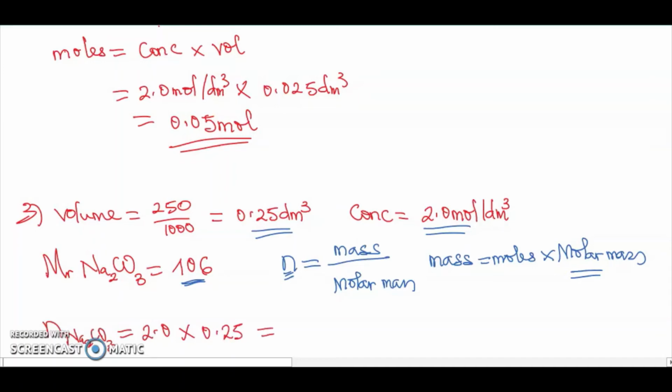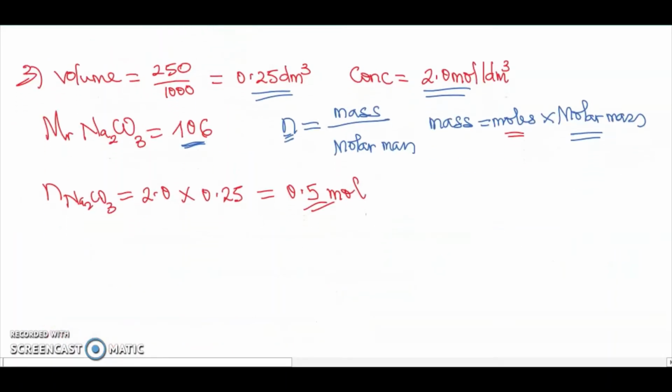So what do we have here? We have 0.5 mole. Now that we have our mole, we simply need to come and replace it. So the mass we need is equal to the number of moles, 0.5 mole multiplied by the molar mass, 106.